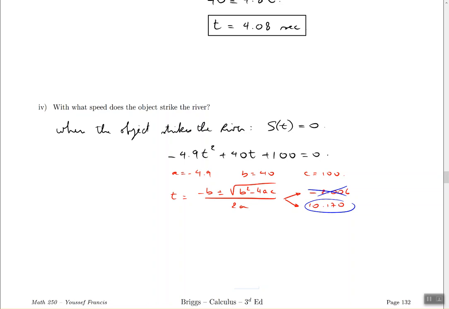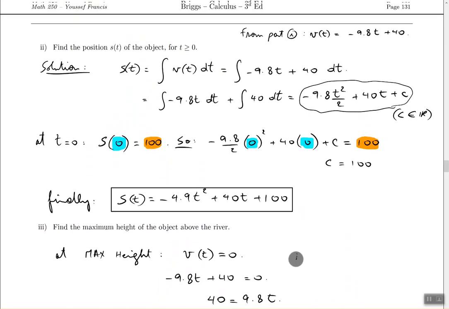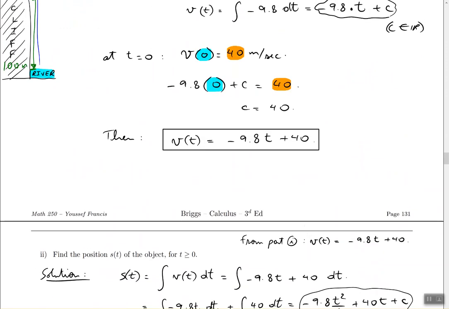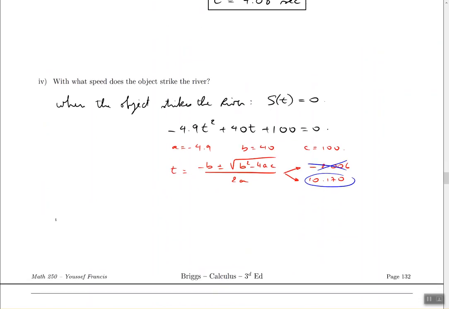So at this point, I'm going to try to find out what the speed is. All I have to do is go back to the velocity function, which we got over here, and plug in 10 into that to get the amount. So the velocity at 10 seconds is going to be negative 9.8 times 10 plus 40. Let's put that in a calculator. And the answer is going to be negative 58. And the units were meters per second.